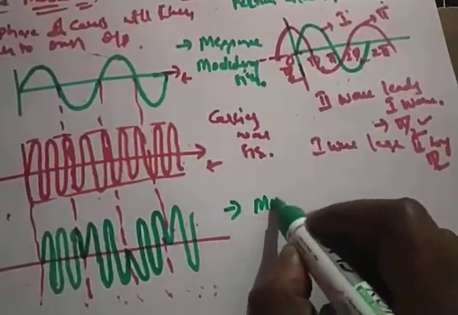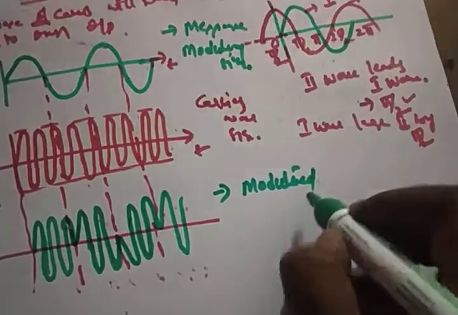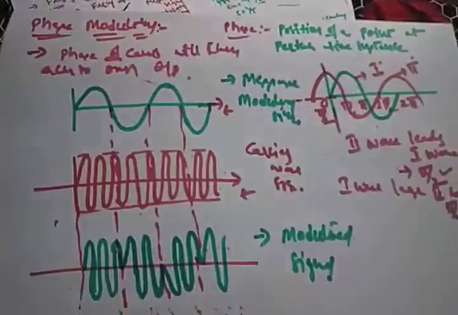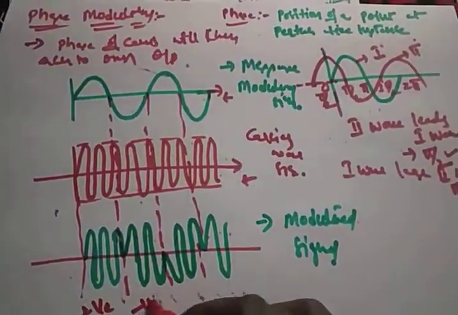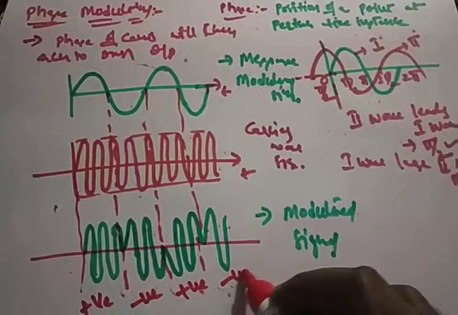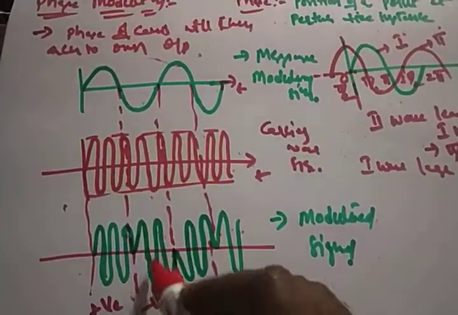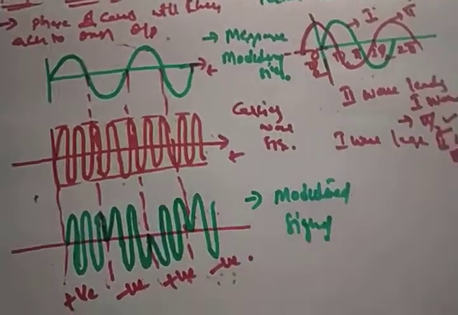So this is called a modulated signal. So this we can transfer. From this we can easily identify: this is a positive, this is a negative, this is a positive, this is a negative. Right? Here itself, the positive and the negative, and the positive and the negative, like this. So this is about phase modulation itself.